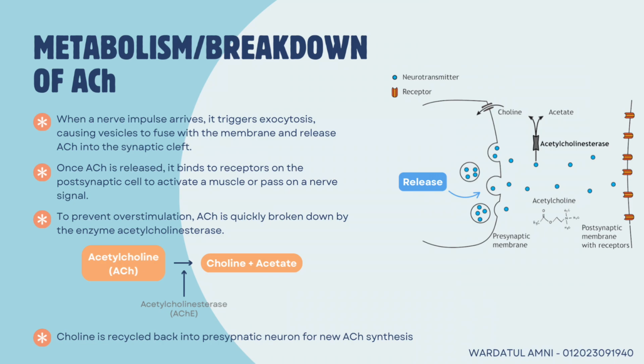So, to make it short, ACh is made from choline and acetyl-CoA. It is then stored in vesicles and released when needed. After it acts on the target, it is broken down by acetylcholinesterase, and the choline is reused again. This cycle is super important for proper nerve and muscle function, and also explains why drugs that interfere with this process can have serious effects.